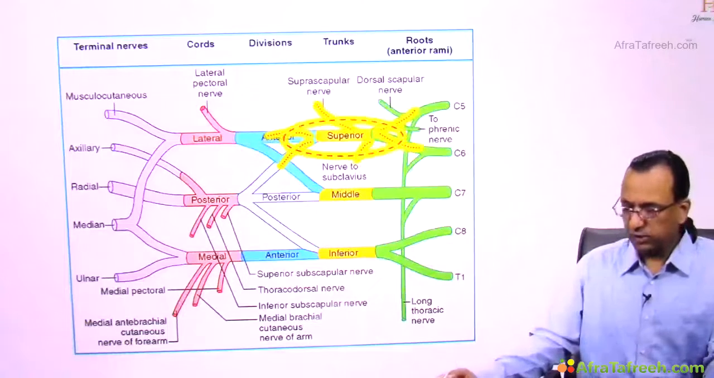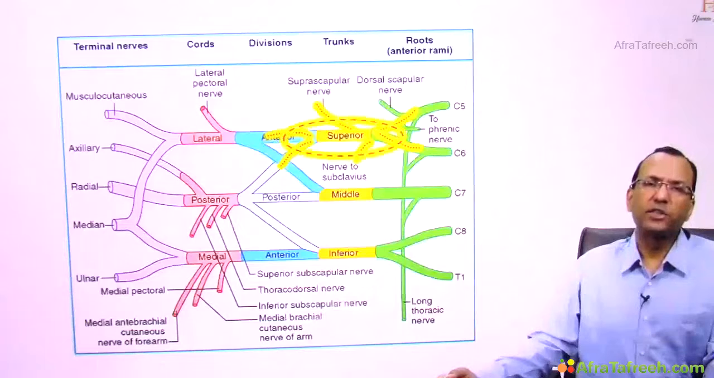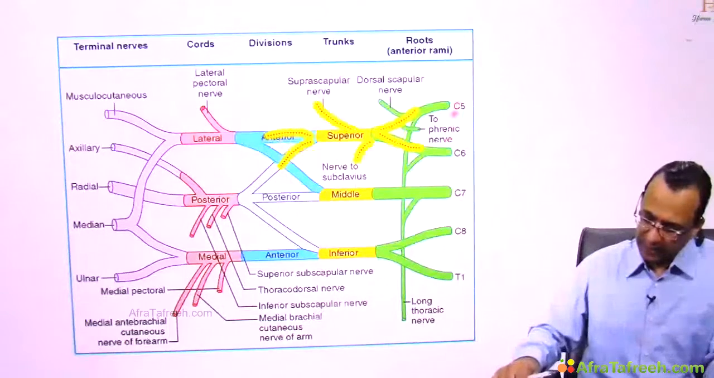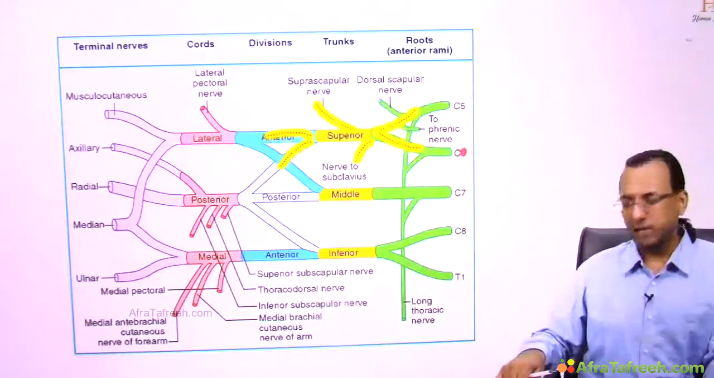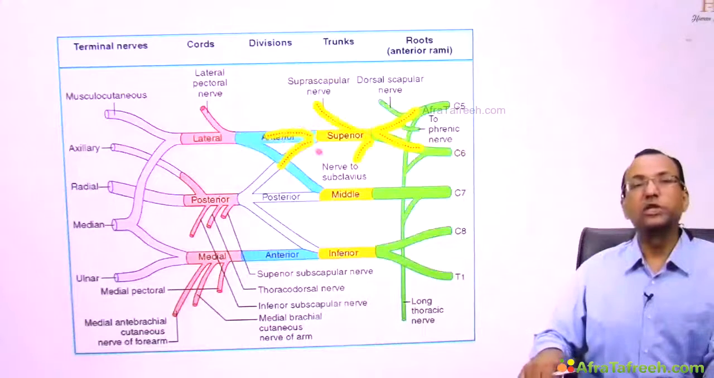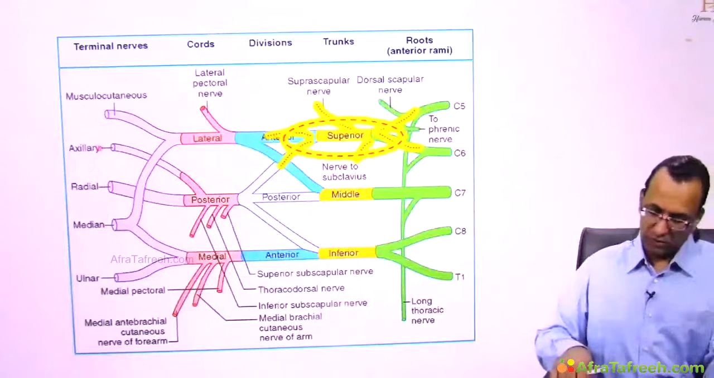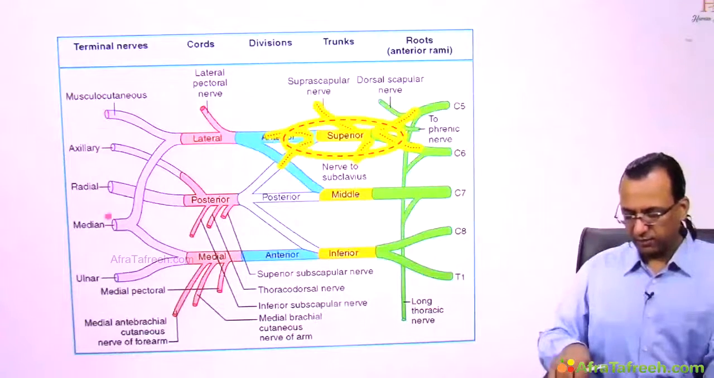Now, what is the importance of Erb's point? If it is damaged, there will be Erb's palsy involving root value C5, 6. And which muscles are compromised? Any muscle which is supplied by the root value C5, 6. And which nerves could they be? You mean to say musculocutaneous nerve, axillary nerve, radial nerve, and median nerve?